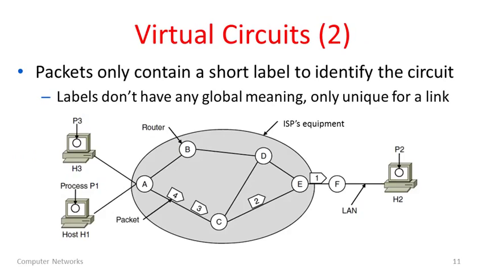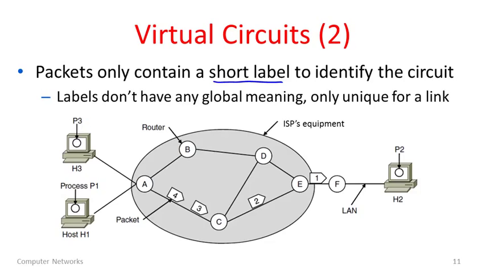Now, unlike packets in a datagram model, packets in a virtual circuit model don't contain a full address. All they need is a short label which says what circuit they're on. Hi, I'm on circuit number 7, so that the router will then know what to do with it. Because during the connection establishment phase, it's worked out what circuit number 7 means and where it should go.